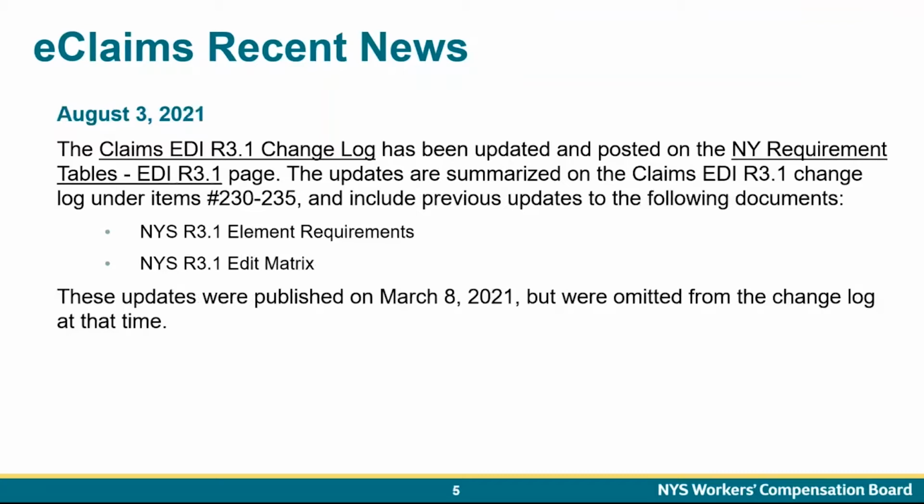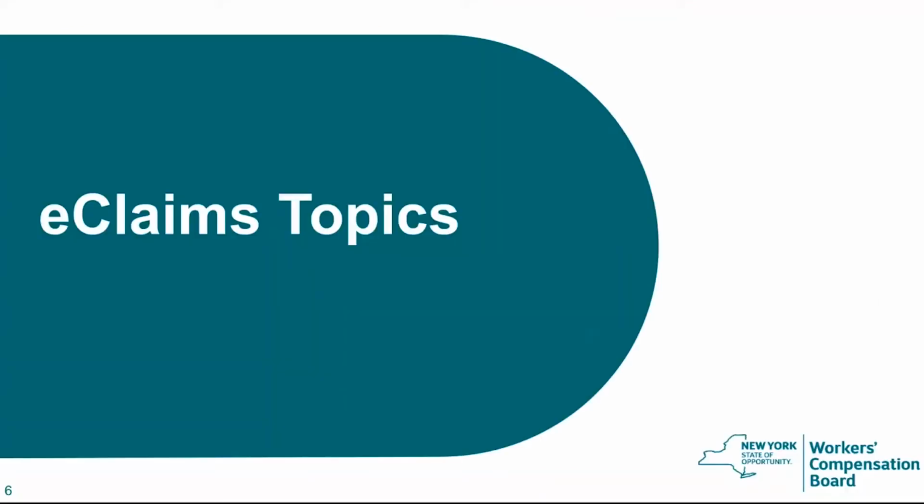Items number 230 through 235 were omitted from the changelog published on March 8th. Changes were made to the 3.1 element requirement table and the 3.1 edit matrix table. Now I'm going to go ahead and pass the presentation over to Mike Hunter for some updates and reminders.